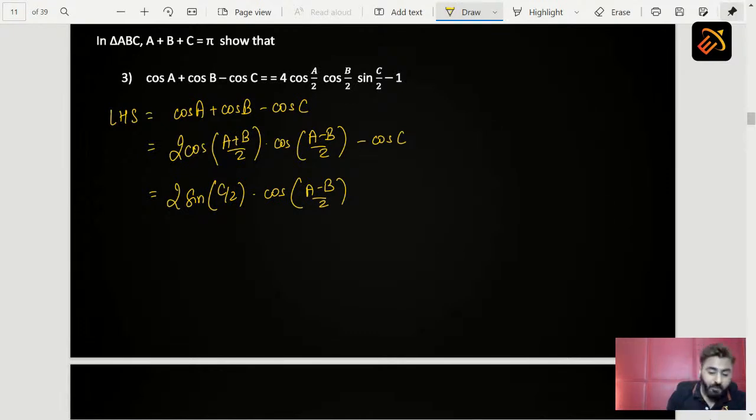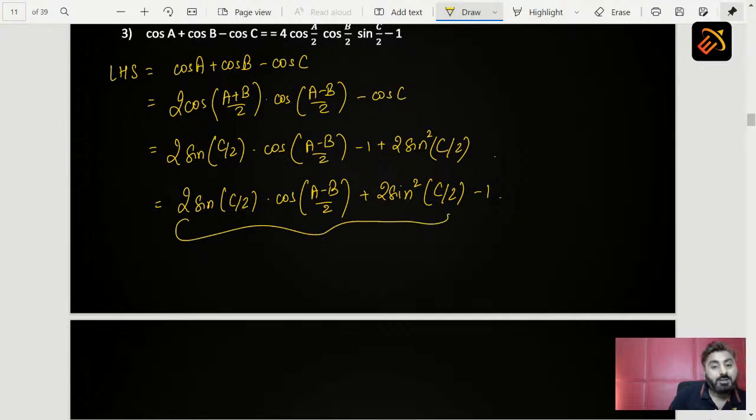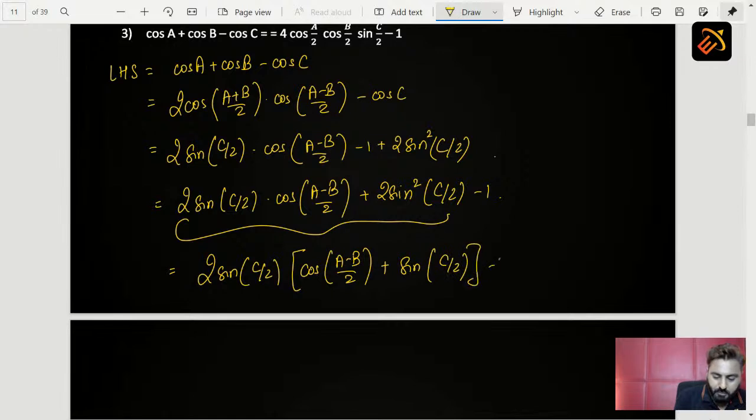So cos C will become minus 1 plus 2 sine square C by 2. We got this. Now do you need minus 1 in your sum? Yes, so write it at the back. So this will become 2 sin C by 2 into cos of A minus B by 2 plus 2 sin square C by 2 minus 1. Now let us take 2 sin C by 2 common. So here we get 2 sin C by 2 into cos of A minus B by 2 plus sin C by 2 minus 1.